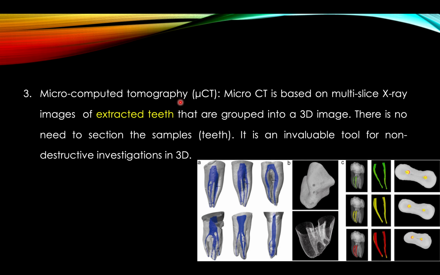But we use it on extracted teeth to study the anatomy of the dental pulp, and it's similar in concept to the CBCT. It will produce a three-dimensional image of the extracted tooth, and it will provide invaluable information about the internal anatomy of the tooth without having to destruct or to slice this tooth.